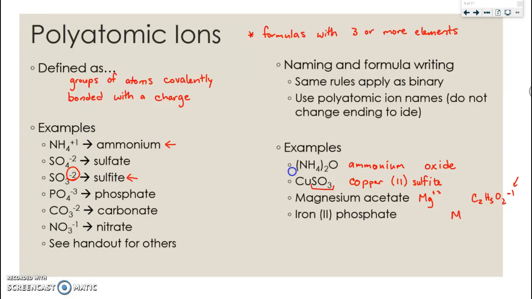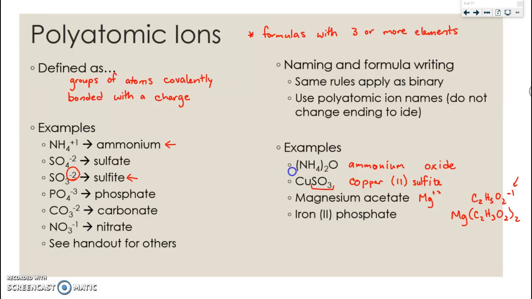So the final answer becomes Mg. And then we're going to put this whole thing in parentheses and put a 2 outside. So the polyatomic ion has to be denoted with a parenthesis so that we know that that 2 goes with the entire ion, not just the oxygen.